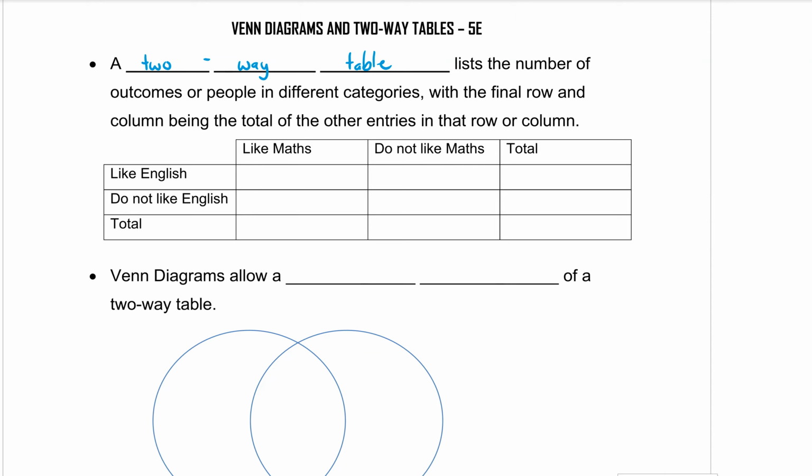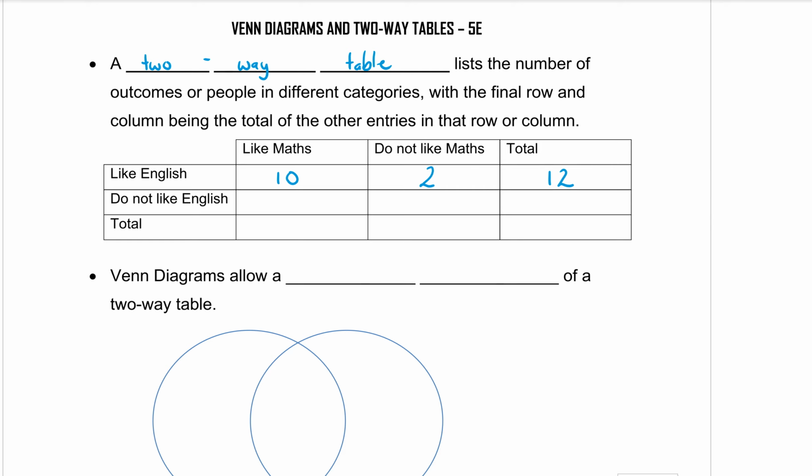So the first spaces in here to fill in is a two-way table. A two-way table lists the number of outcomes or people in different categories, with the final row and column being the total of the other entries in that row or column. So I'm going to make up some numbers to put in this table here. I'm going to say that there are 10 people who like maths and they like English. There are 2 people who like English but do not like maths, and that makes a total of 12 people that we've looked at so far.